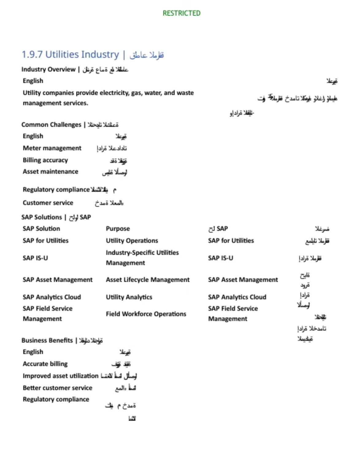Let's take a look at the key business benefits and challenges in the utilities industry. We're talking about better customer service, regulatory compliance, and improved asset utilization, all crucial for utility operations. Accurate billing and effective meter management help keep customers happy and operations smooth. At the same time, asset maintenance and managing complex data remain ongoing challenges. The right SAP solutions, like SAP Field Service Management and SAP Asset Management, are designed to address these needs, helping utilities deliver reliable, efficient services.